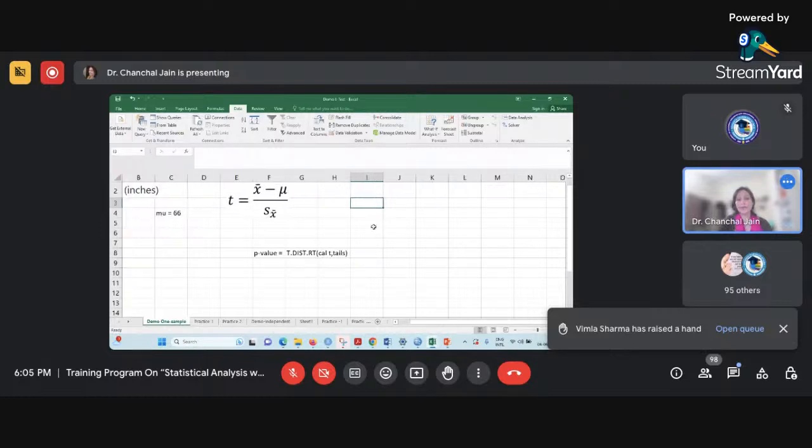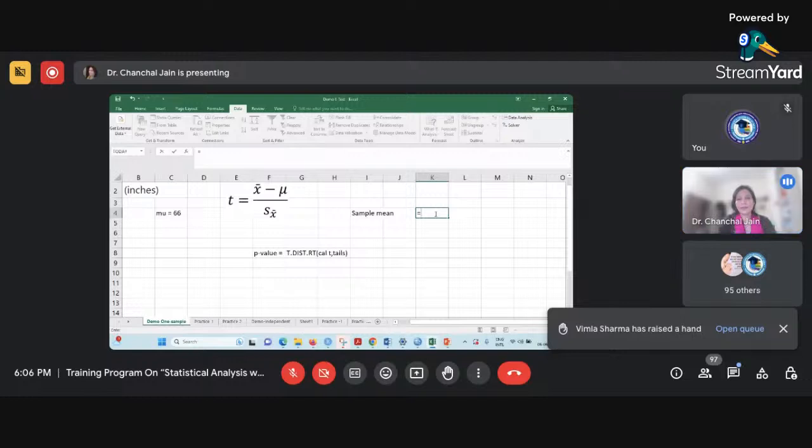Standard means, whatever the practice you are assuming for that population, this is a tendency. As I said, this is the data of Prestige students, and the average height of the students of Prestige is around 66 inches. Got it? So that way, as I said, this is a very important part of the one sample t-test.